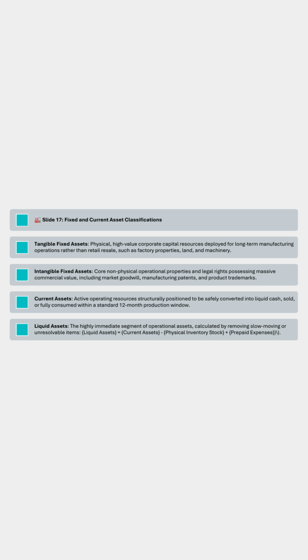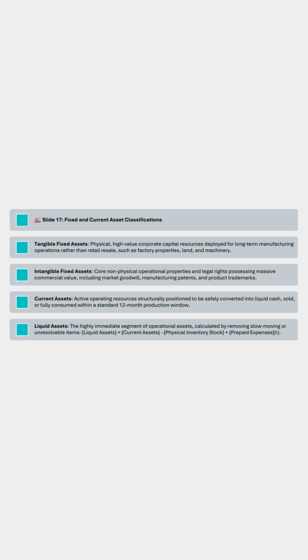Let's turn to slide 17 and look at what the business owns to generate its wealth, its asset structures. Assets are categorized by time horizons, starting with fixed assets, which are held to produce goods or services rather than for quick resale. These are split into tangible fixed assets, which possess a clear physical identity, like land, plant, machinery, and commercial vehicles, and intangible fixed assets, which have no physical presence but hold massive economic value, such as goodwill, patents, and trademarks.